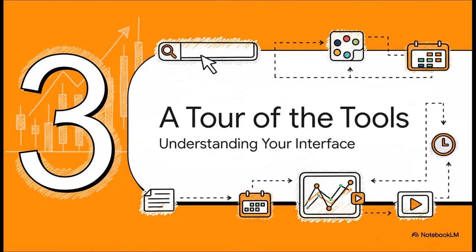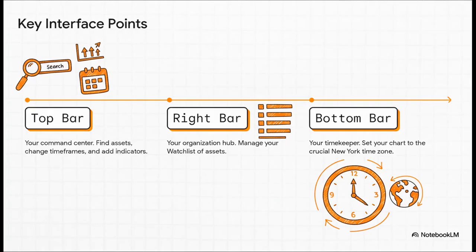All right, our chart is looking sharp, super professional. Now let's get familiar with the key parts of the TradingView interface so you know exactly where everything is when you need it. Let's break the interface down into 3 main zones. Think of the top bar as your command center. This is where you find your assets, switch timeframes, add indicators, all that good stuff. The right sidebar is where you'll manage your watch list. And down at the bottom panel, that's where you'll find one of the most critical settings of all, the time zone.